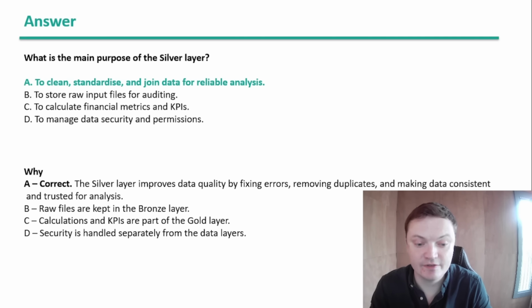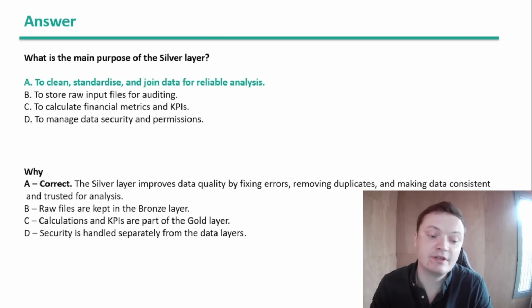The silver layer improves data quality by fixing errors, removing duplicates, and making data consistent and trusted for analysis. B is incorrect, as raw files are kept in the bronze layer. C is incorrect, as calculations and KPIs are part of the gold layer. D is incorrect, as security is handled separately from the data layers.